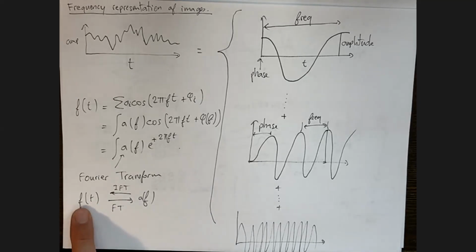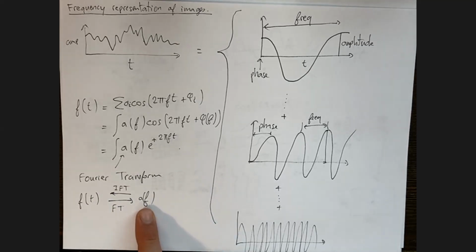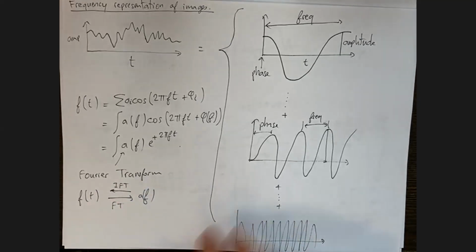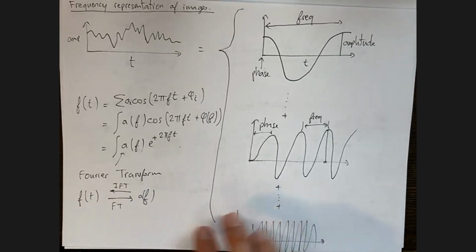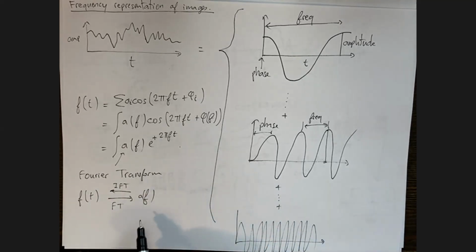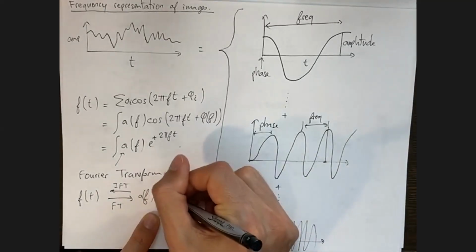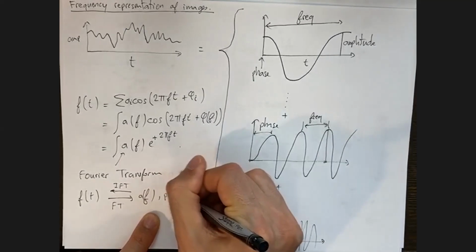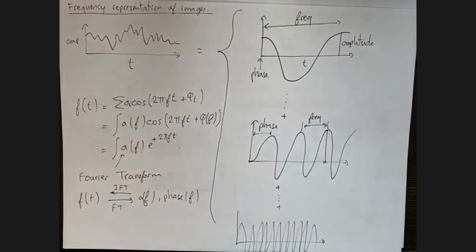And so when we go from the temporal domain to the frequency domain, it's called a Fourier transform. And then when we take the frequency spectrum back into the spatial domain, it's called an inverse Fourier transform. And so when you do a Fourier transform, we get the amplitude of the signal as a function of frequency. And there's also a phase, also as a function of frequency. And we can go back and forth between the two.